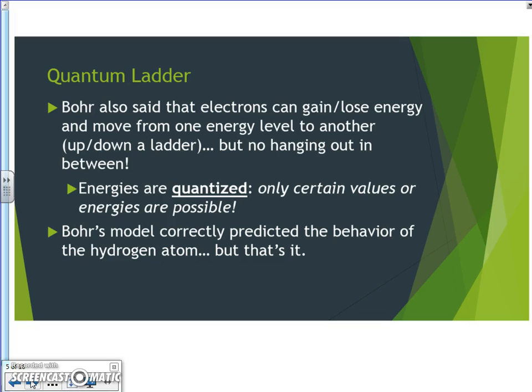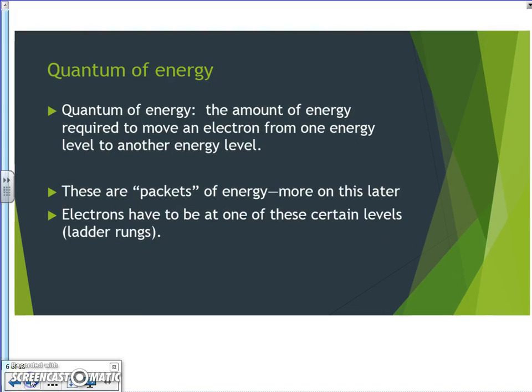Using this idea, he correctly predicted the behavior of hydrogen and how hydrogen, when you stick it in a fire, gives out a certain color. He was able to figure out where that came from using this idea. So, a quantum of energy is the required amount of energy to move from one energy level to another. This is a packet of energy, which means it's a very specific amount, is what we mean by quantum or packet of energy. And just remember, electrons have to be on one of those steps, one of those rings.